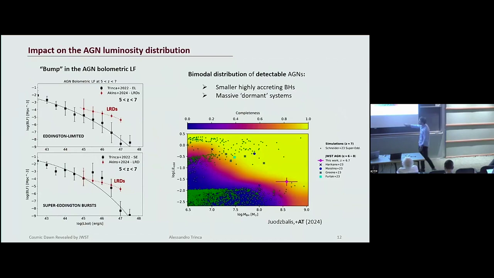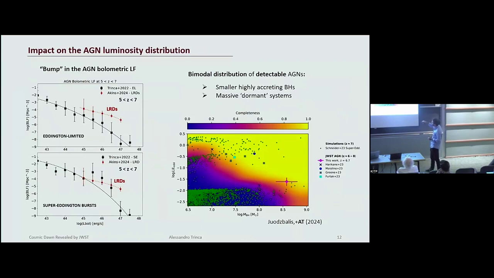And this is because this feature is actually given by smaller black holes that are switching on and off, populating the bright end of the luminosity function, but with a number density which is representative of their typical mass, which is smaller, which comes from the low mass end of the mass function. And at the same time, this kind of bursty evolution for these early black holes gives you a sort of bimodal distribution for the population of detectable AGNs.